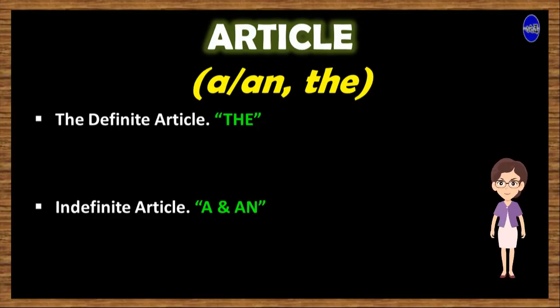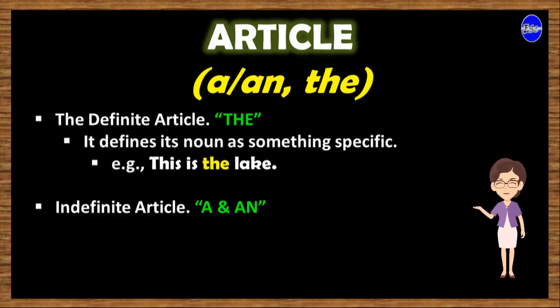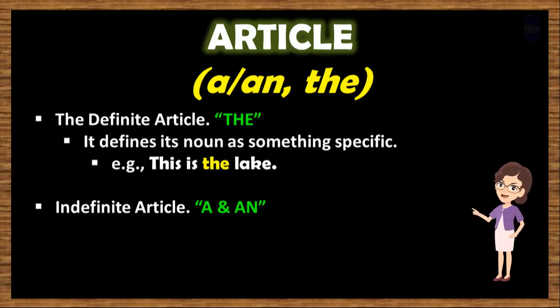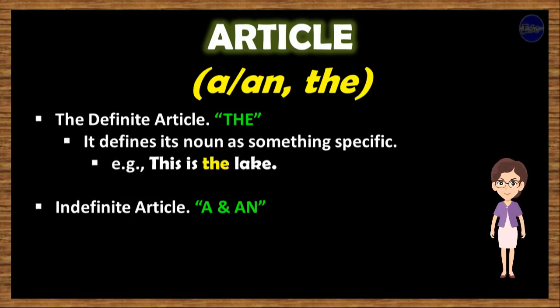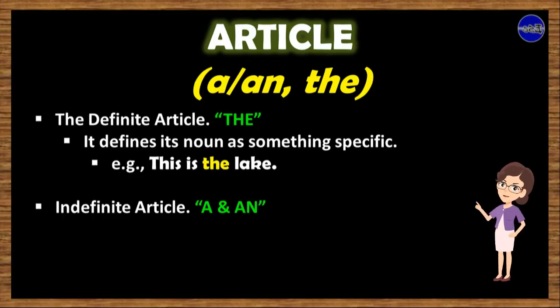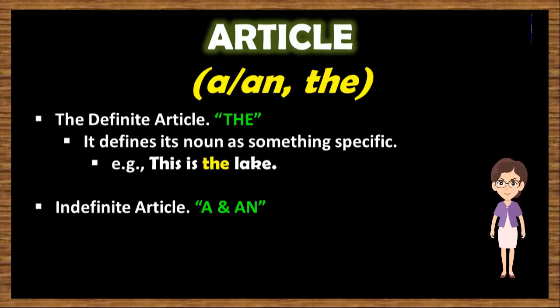The definite article. It defines its noun as something specific. That is, something previously mentioned or known, something unique, something being identified by the speaker. For example, this is the lake. This is a previously specified lake, one already known to the readers.